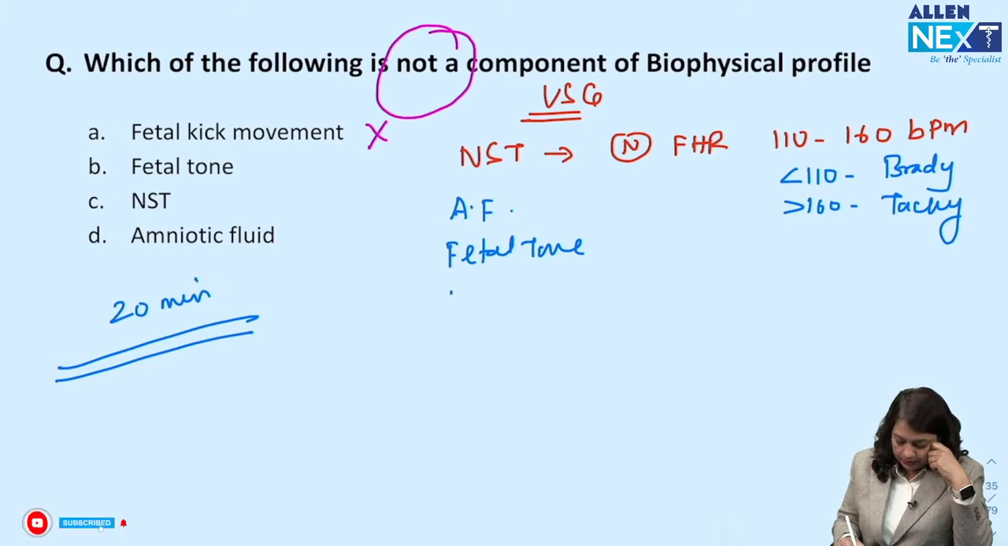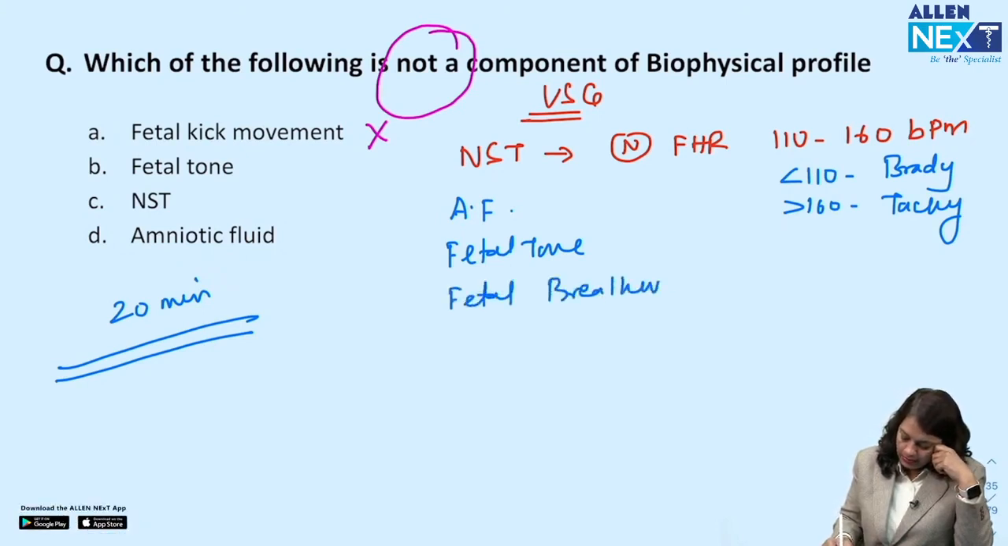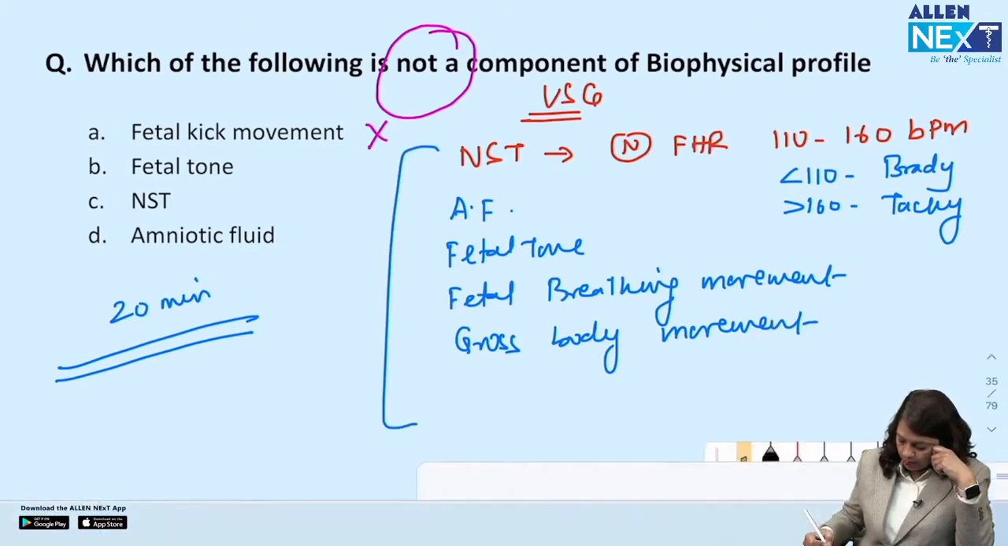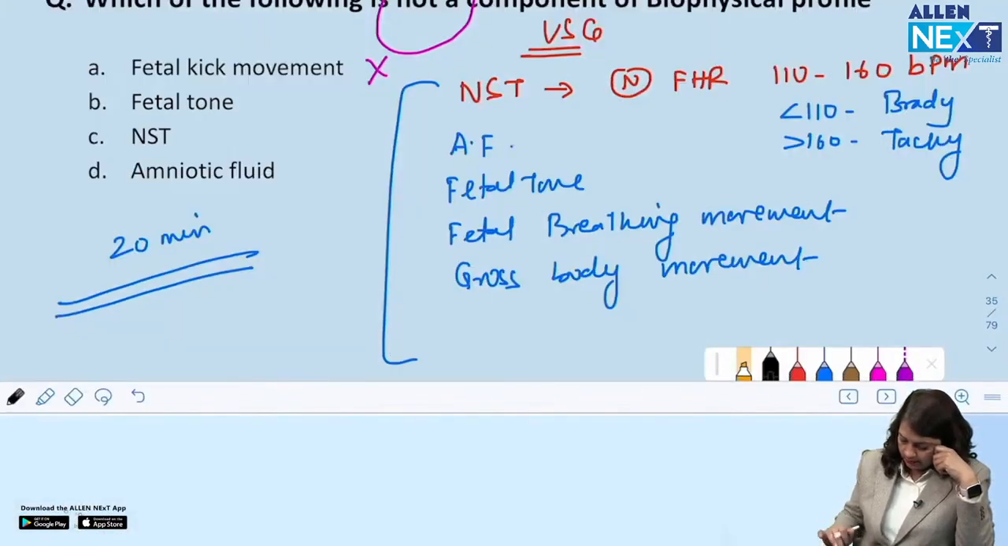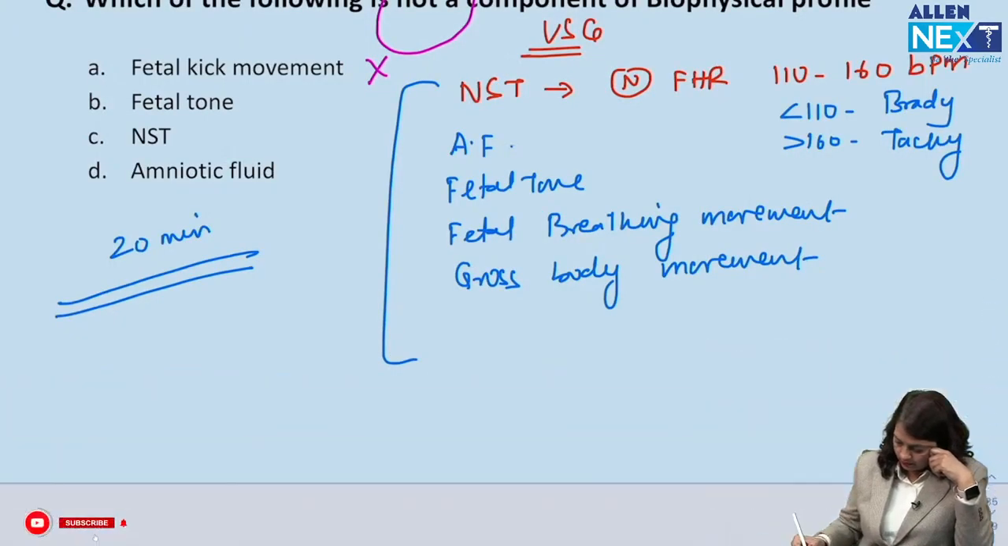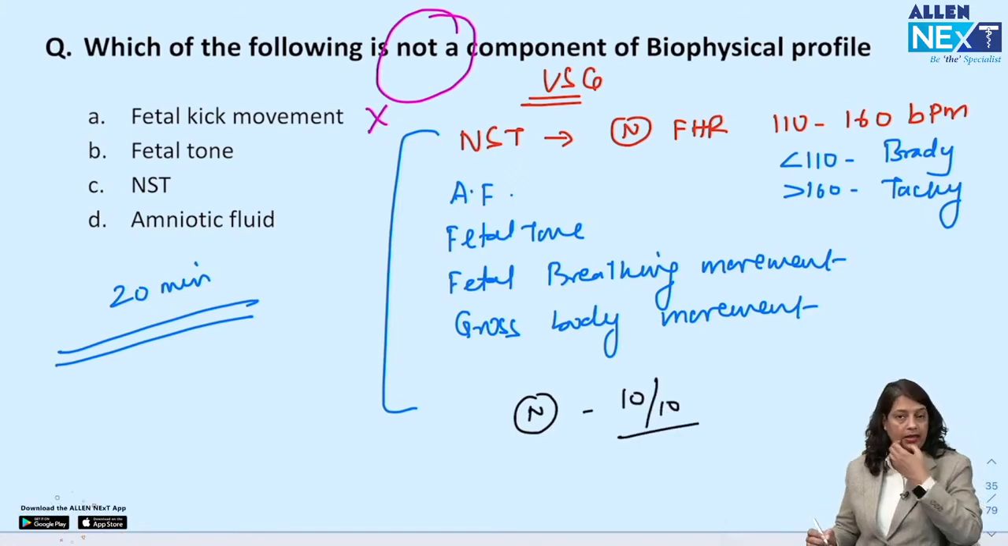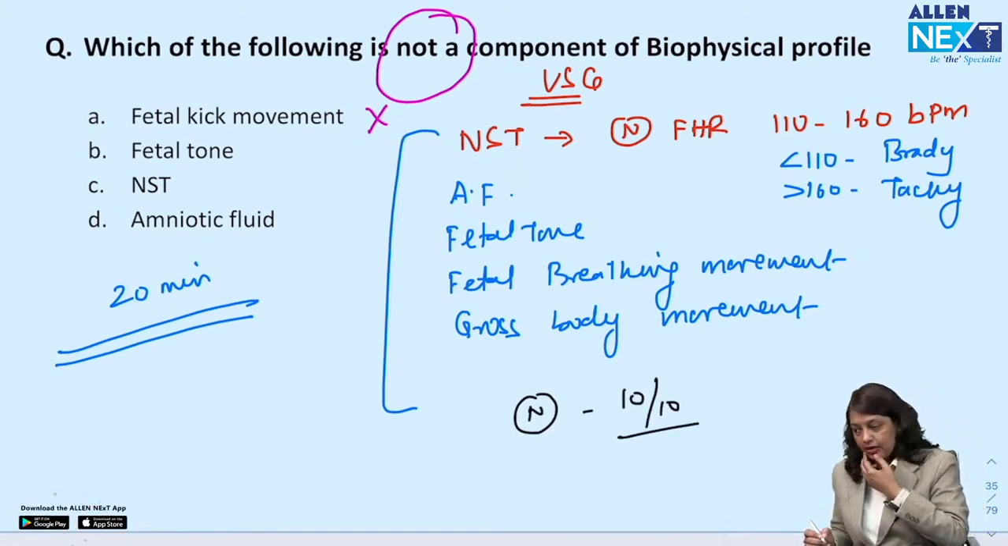Then there is fetal breathing movement. And then there is gross body movement. तो सबको हम स्कोर देते हैं 2 to 2. So normal score is 10 by 10. That means the baby is absolutely fine.